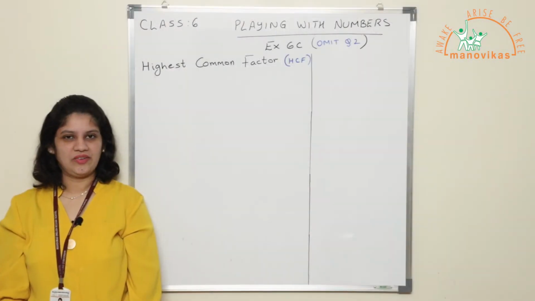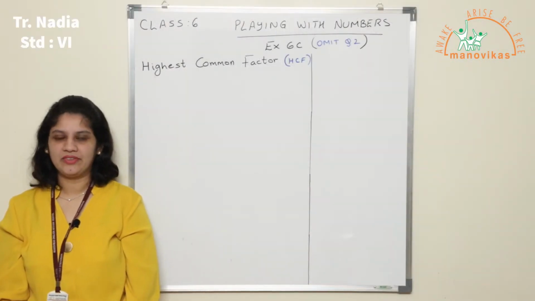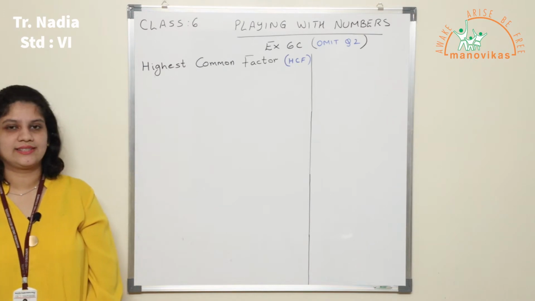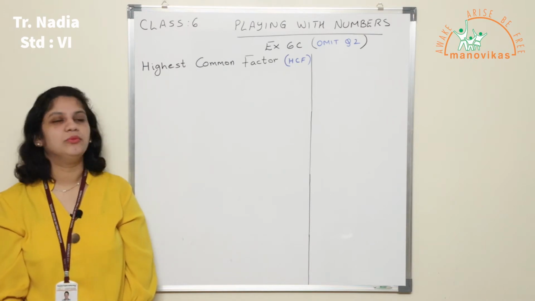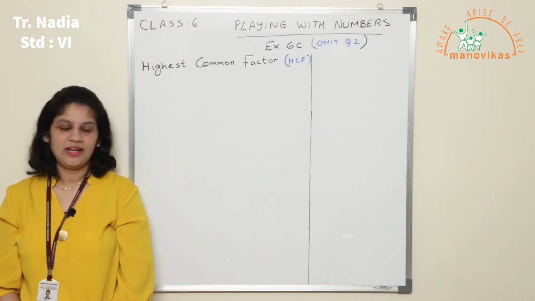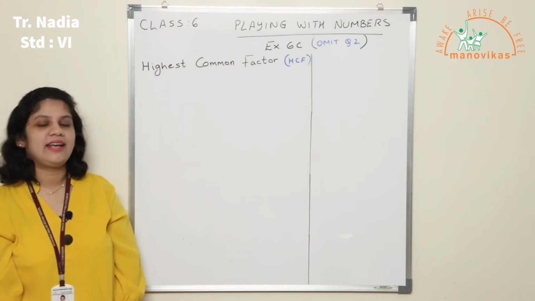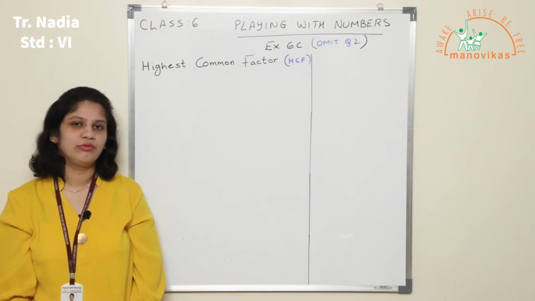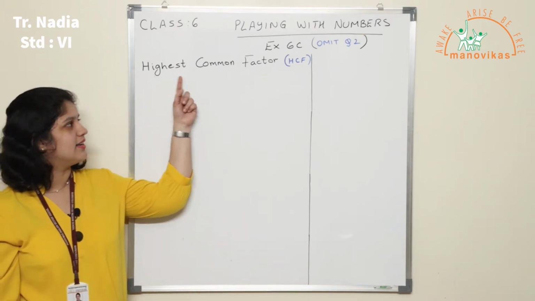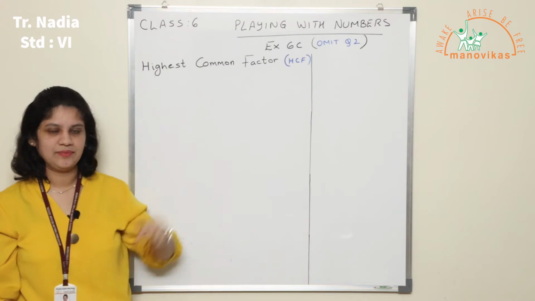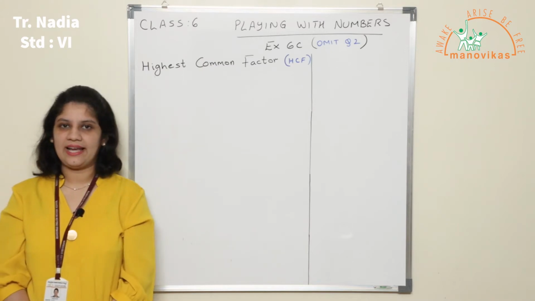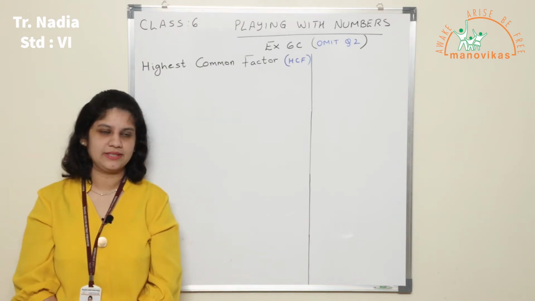Hello students, today we are going to continue with the chapter Playing with Numbers. We have already solved exercise 6b and we are going to move to exercise 6c today. In exercise 6c you are going to learn how to find HCF. What is the full form of HCF? It is highest common factor. So let us see how you find HCF of two given numbers.